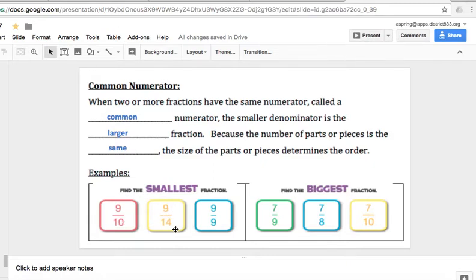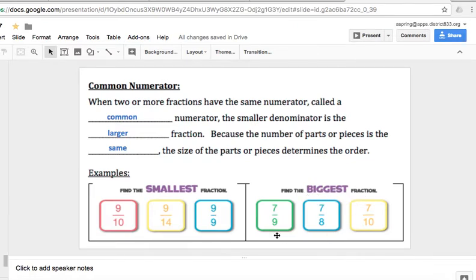of 14 slices, or 9 out of 9 slices, the smallest fraction would be 9/14 because that was the least amount of pizza that was eaten. 9 out of 9 is the greatest because this was an entire pizza that was eaten. 9 out of 10 is still pretty big, but there's 1 slice left, and so it's not quite as big as 9 out of 9.